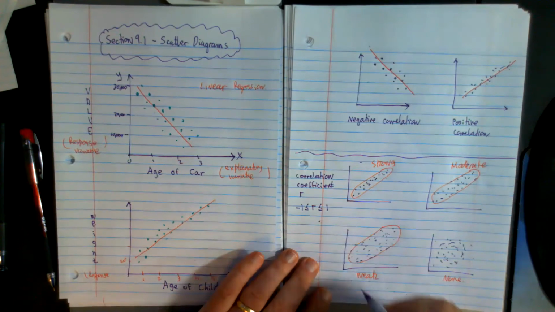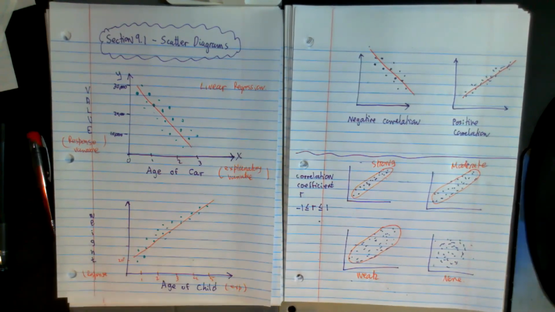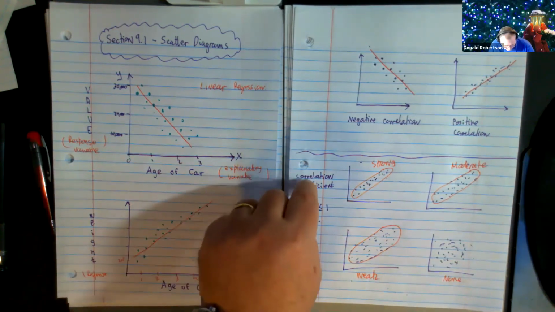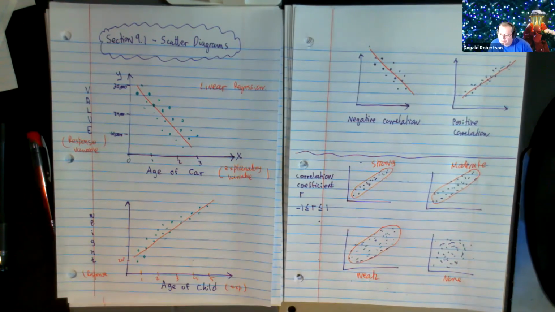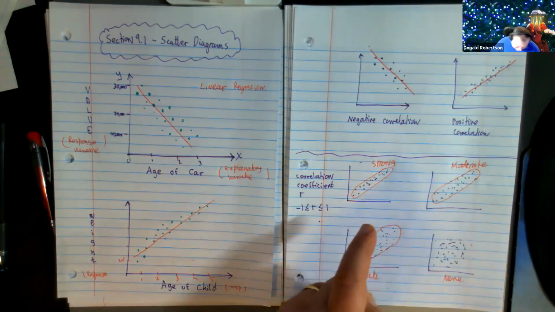What is a coefficient? A coefficient in math typically just means a number. So it's a correlation number called R. This correlation coefficient R, we can calculate it from the data, and it tells us how close the data is to being a straight line.